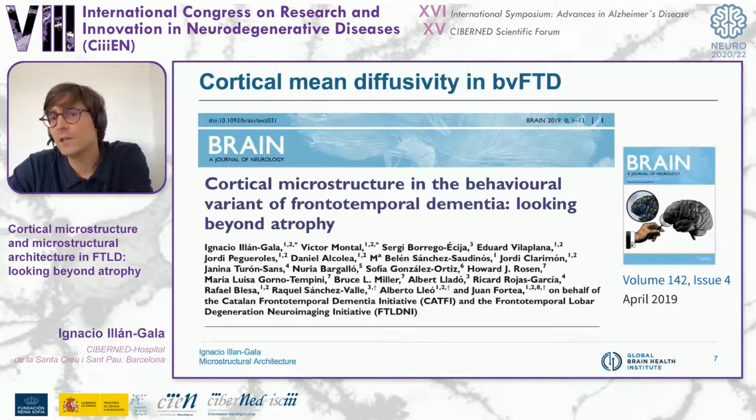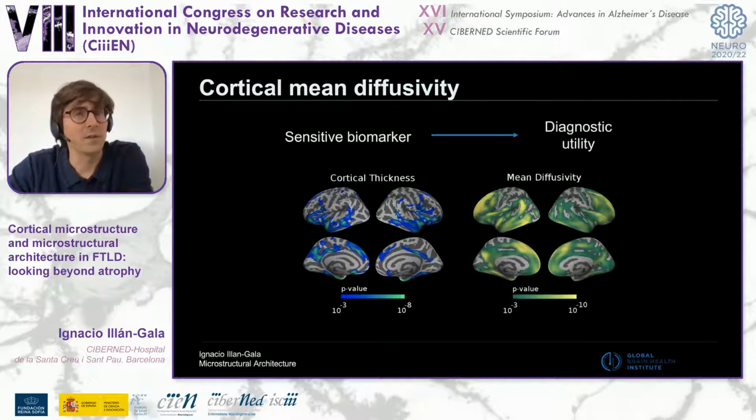To investigate the clinical value of cortical mean diffusivity in BV-FTD, we gathered a large multi-site sample of patients with this syndrome in a paper that appeared on the cover of the journal Brain. First, we compared cortical thickness on the left and cortical mean diffusivity on the right between BV-FTD patients and healthy controls, and observed cortical thinning, represented in blue, in frontotemporal regions, which was an expected result. But we saw more widespread cortical mean diffusivity changes, as shown in the panel on the right. These findings suggest higher sensitivity of cortical mean diffusivity to capture neurodegenerative changes.